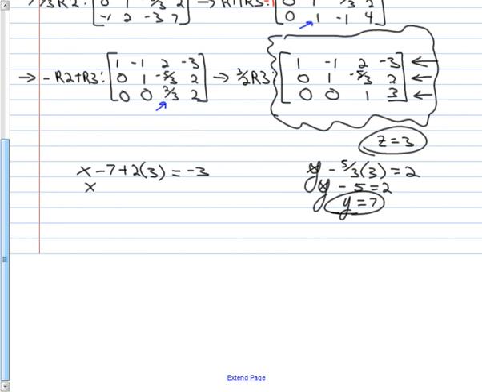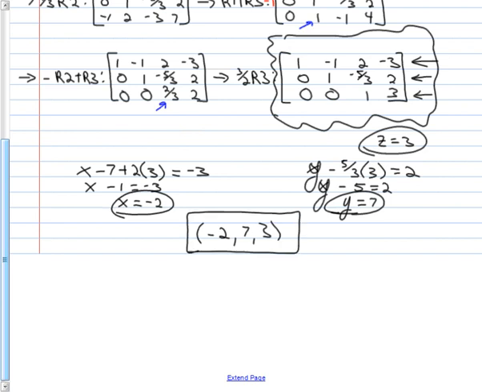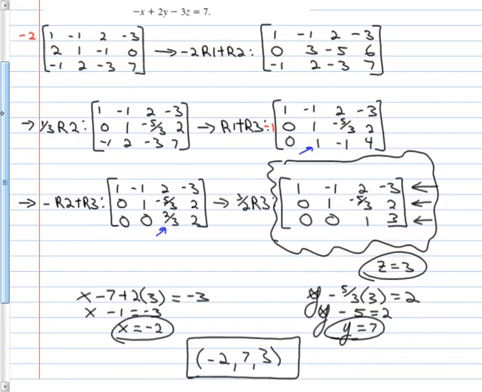So what do we have? X, 2 and 3 are 6, negative 7 plus 6, negative 1 is negative 3. X equals negative 2. Negative 2 in my x, 7 in my y, 3 in my z. I have solved my system. I used an augmented matrix because it saved me time with the x, y, and z's. That's what it's doing with the augmented matrix.